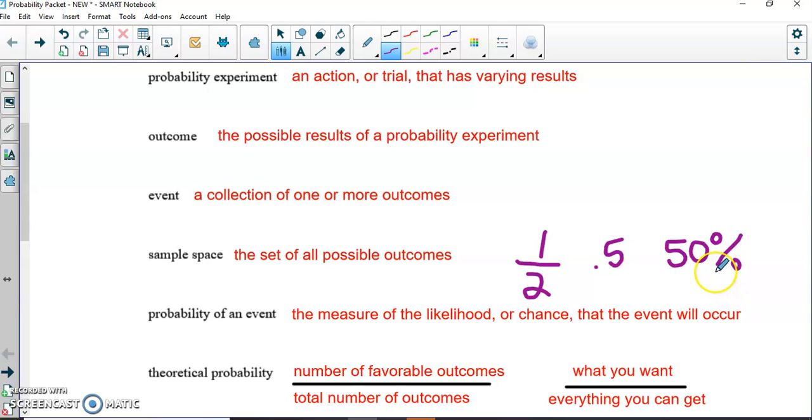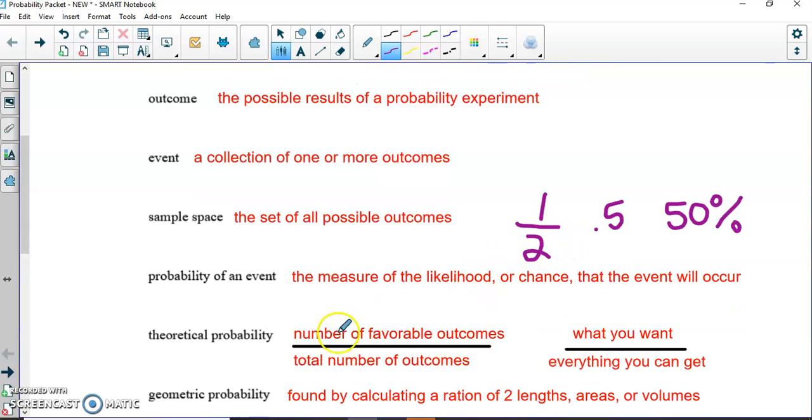If it doesn't say, it doesn't really matter how you show it. I always use the rule, if there's fractions in the problem, write a fraction as the answer. If there's decimals in the problem, write decimals as the answer, and so on. So probability of event is how likely it is to happen. Now, heads or tails is a pretty simple example, but the way that you actually do the math, if it's a little more complicated than that, would be this here.